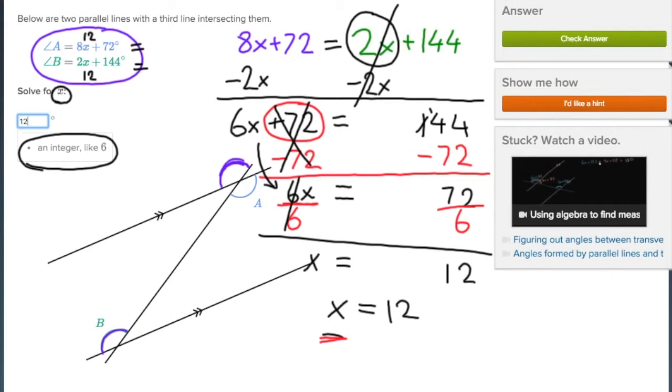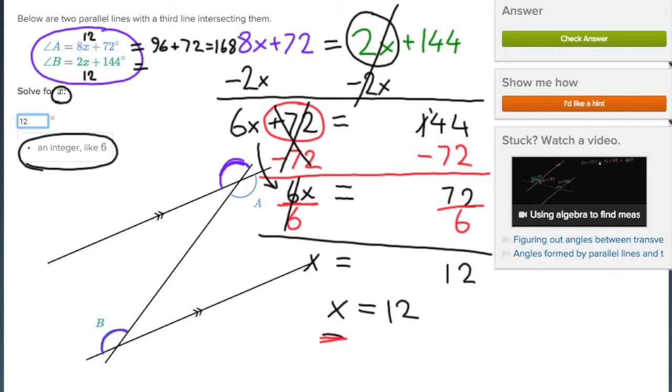So 8 times 12 is, of course, 96, all right? So 96 plus 72 is 168, okay? So that's what we got going on that side for the angle A.